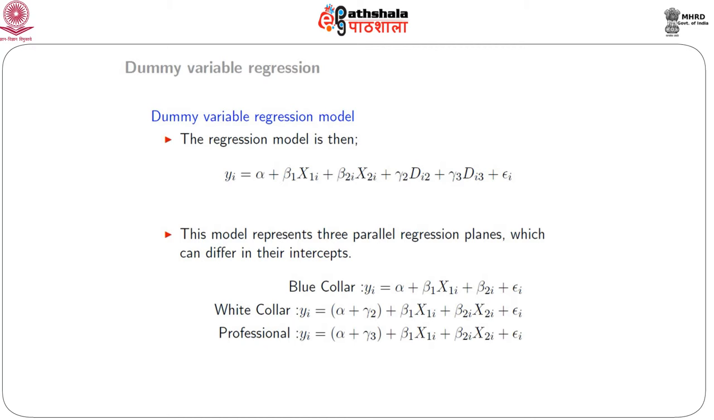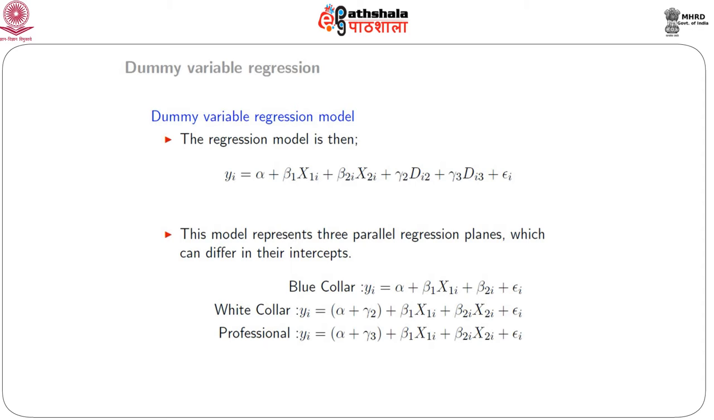Alpha in the first model gives the intercept of blue collar occupations. Gamma 2 represents the constant vertical distance between the regression planes of white collar and blue collar, which is the difference in the intercept of the two models. Similarly, gamma 3 represents the constant distance between the two planes. So blue collar occupations are coded 0 for both dummy variables, and blue collar serves as the baseline category.